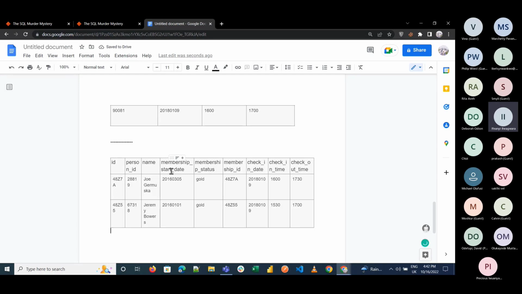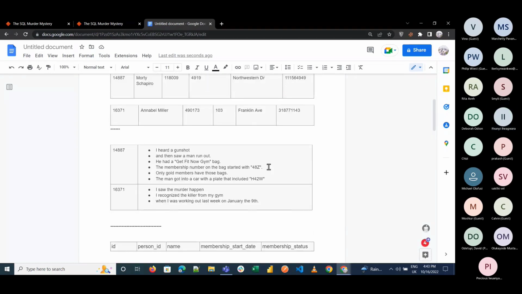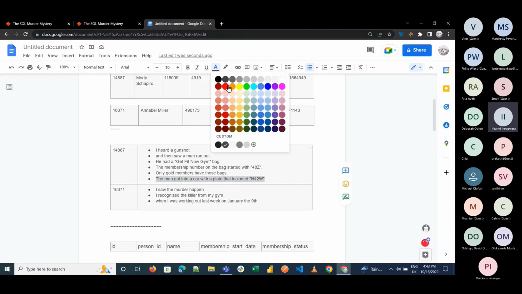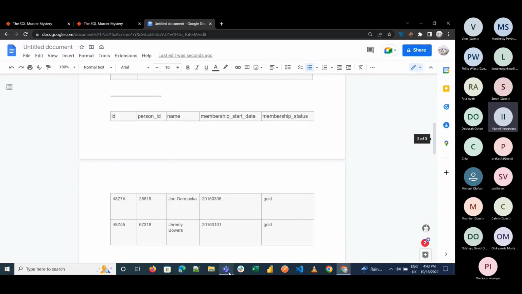Okay. So now how can we find out which of them is our suspect? If you remember the clue, we did not take a look at this particular clue: the getaway car. The man had a car that included these digits on it. So let's take a look at both our suspects now.